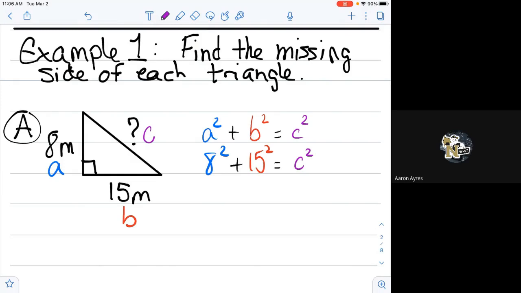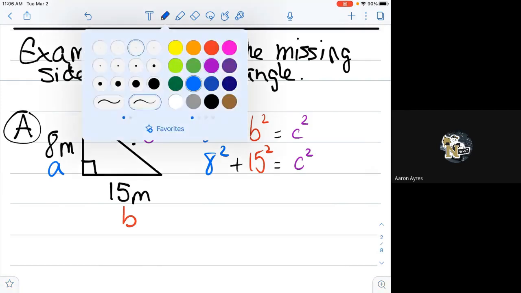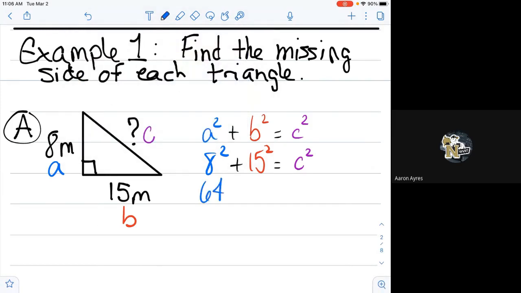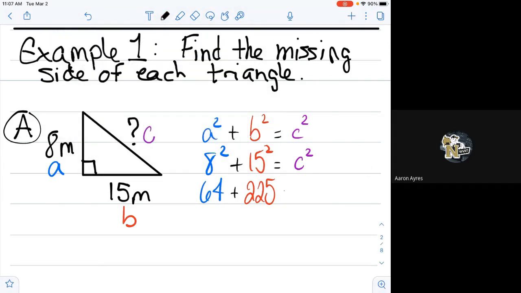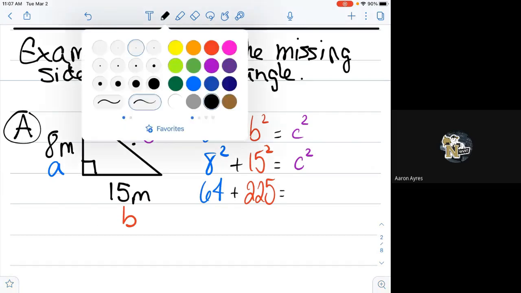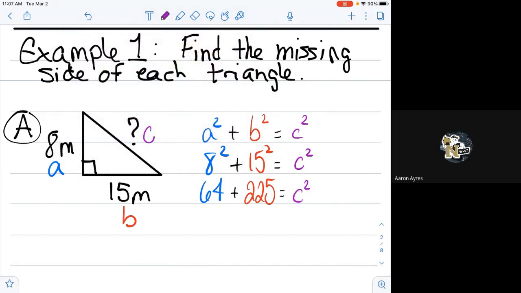Now it's time to start doing the math. What is 8 squared? 64. And 15 squared? Very good, Baron. 225. And you may use calculators on this topic too. You can. This equals C squared.